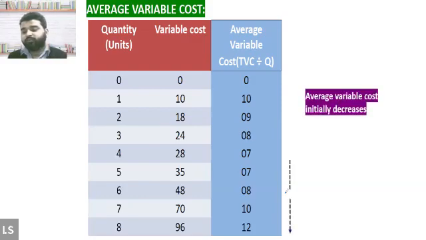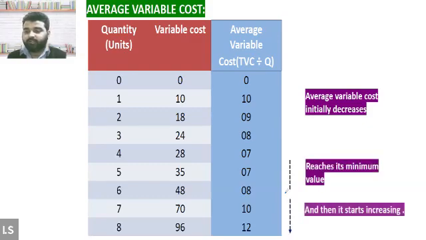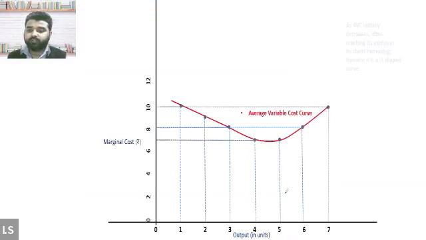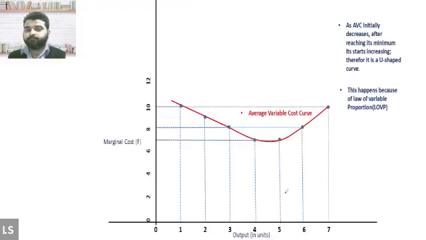So here you will notice that average variable cost initially decreases, reaches its minimum point, and then starts to increase. Therefore, it will make a U-shaped curve. This kind of curve it will form. This is average variable cost.